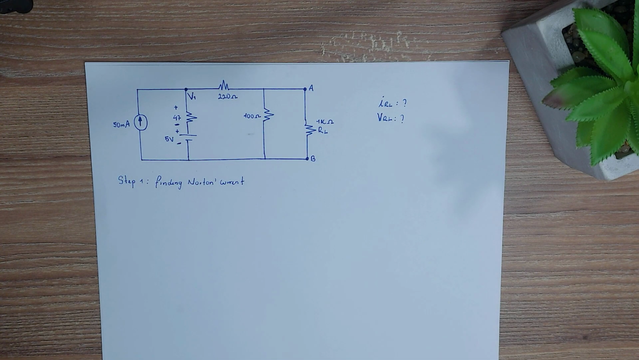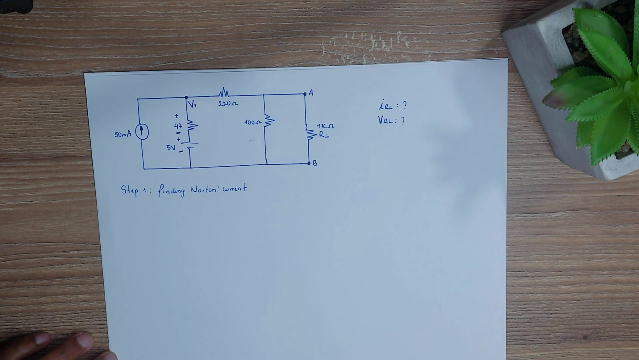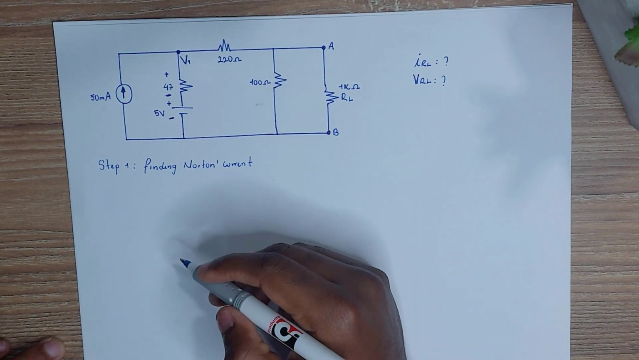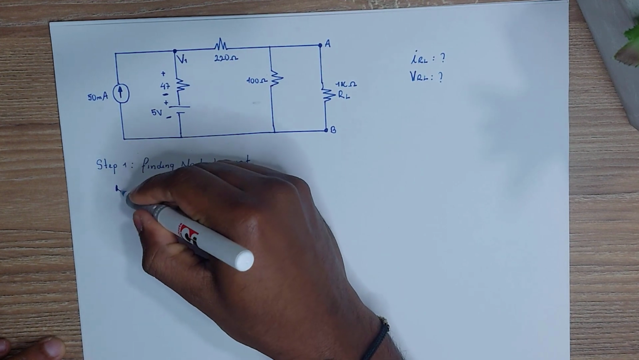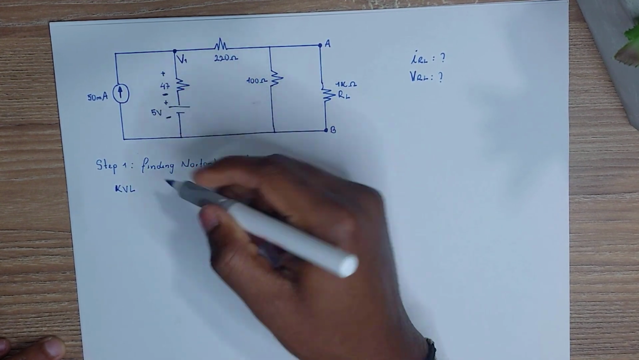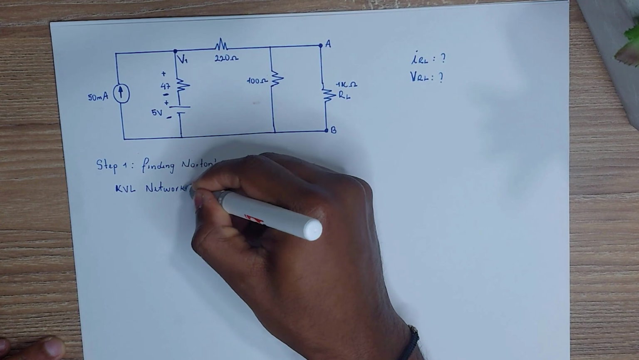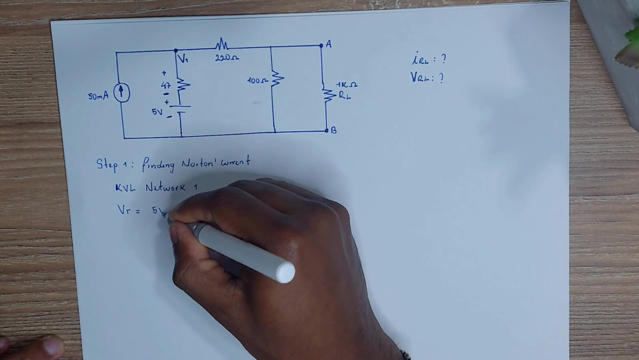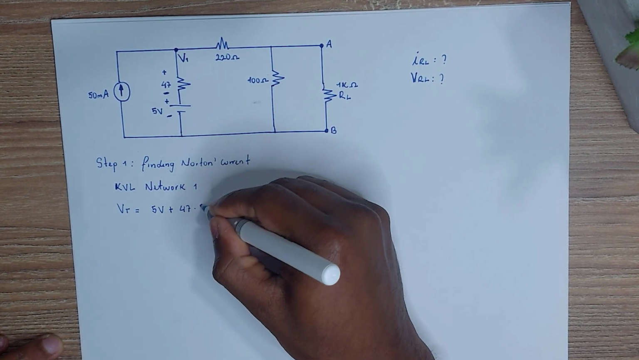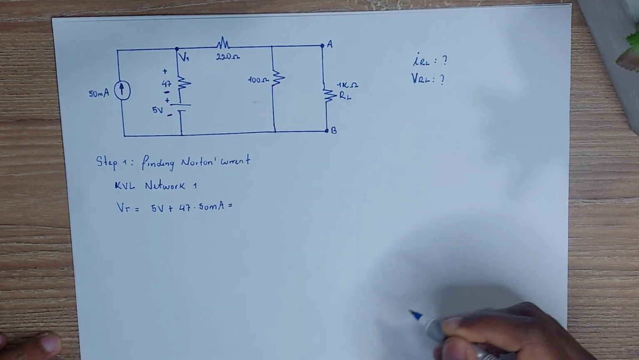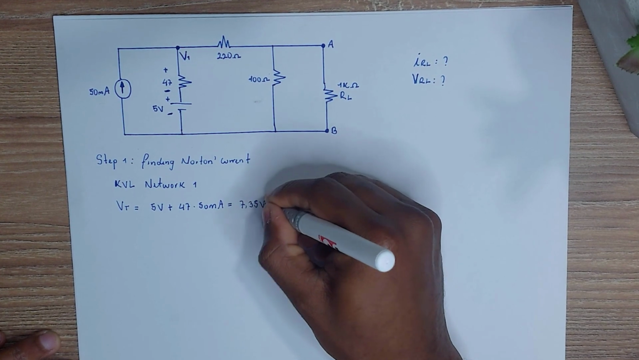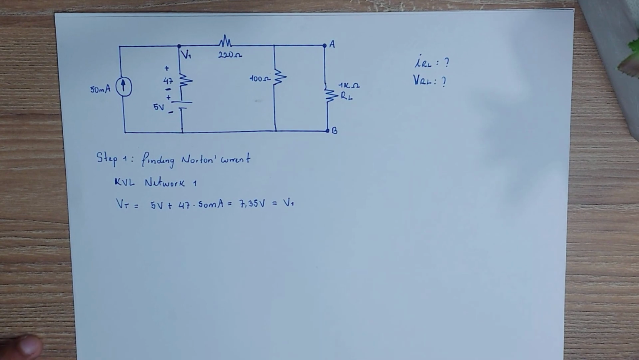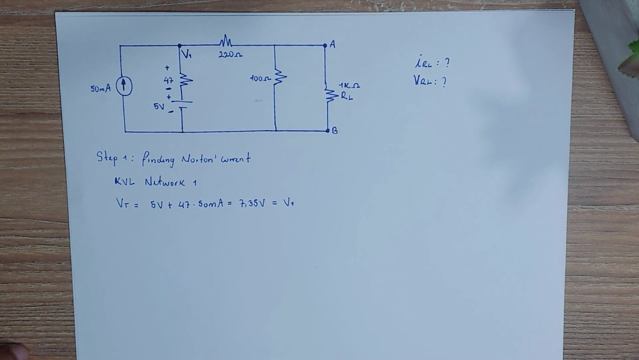Okay, so this is the circuit that I have, where we're going to be using Norton's equivalent circuit to find the current through the resistor RL and the voltage across the resistor RL. So the first step is finding Norton's current. To do this, we need to set a short circuit between points A and B and find the current going through that branch. But if you see the circuit, it's not that easy because it's kind of complex.